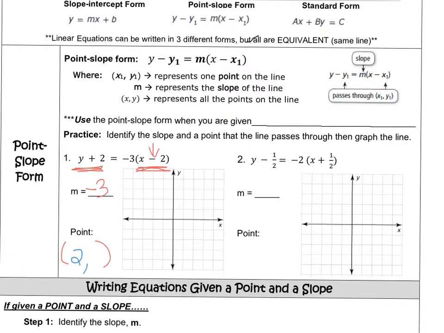And our y term, if you notice, we're not subtracting, we're adding. So it's going to need to be the opposite of that. So it's going to be -2. So our point is (2, -2), and our slope is -3.